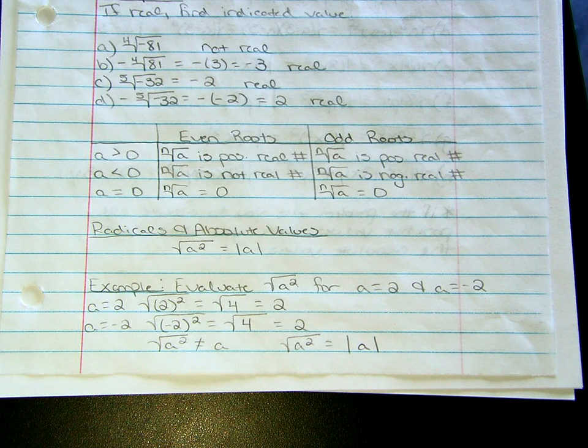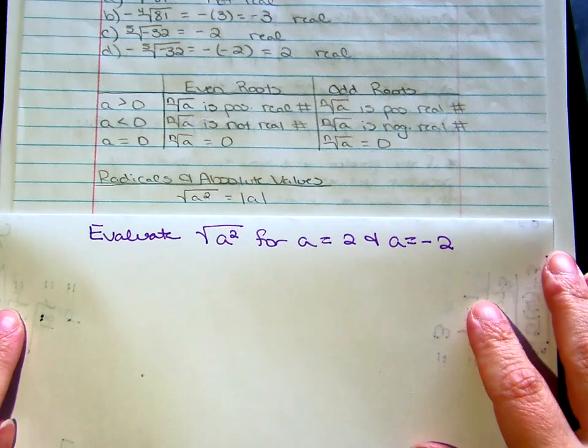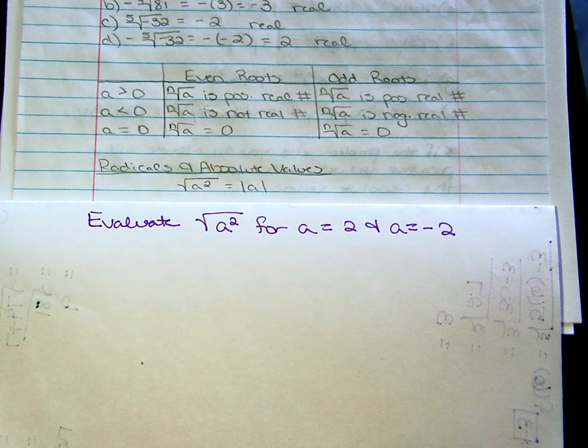And that's what, honestly, most of your problems have you do, or at least a chunk. 7, 8, 9, 10, and 11. So about half of your homework problems have you do the absolute value method for doing these. And so we're going to do a couple and see what I mean by that. We're going to evaluate radical A squared, and then it gives us two different A values, so we're going to do it 2 different times. We're going to do it for positive 2, and we're going to do it for negative 2, so you can see what's going on here.